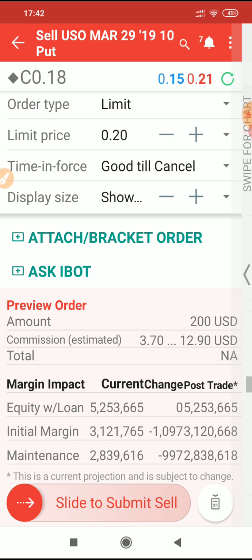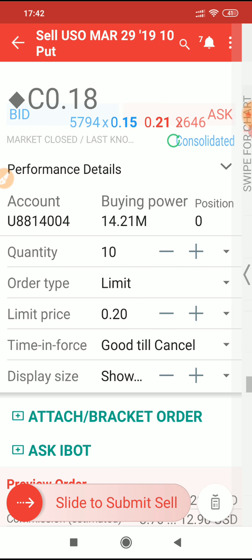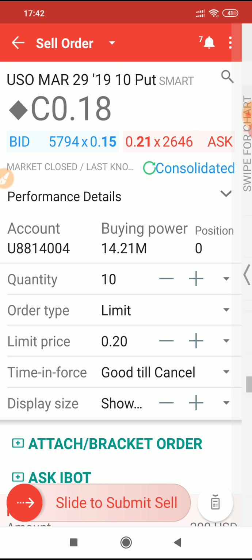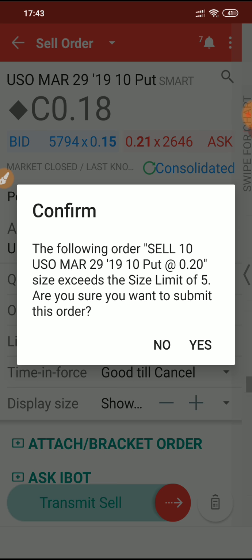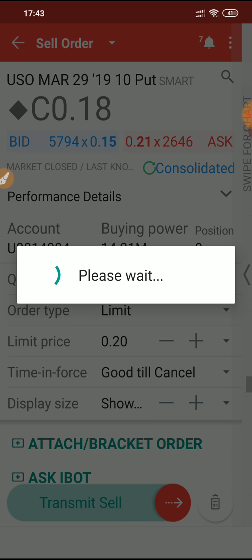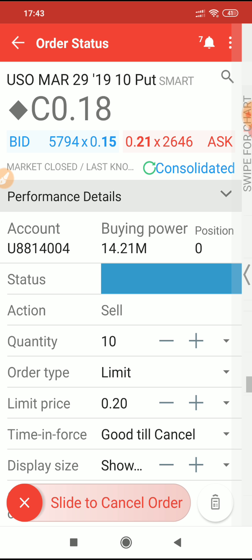If you multiply that out over the year, you can see the sort of return that we're looking to generate. I'm happy with those details. It's good till cancel, which means it will stay in the system until I cancel it or it's executed, and I can slide to submit that now. Confirm, yes. I hope that helps to bring alive some of the details around selling a cash secured put.